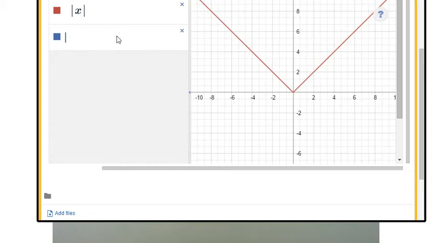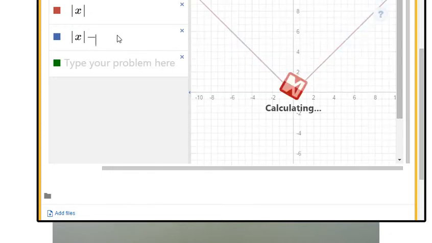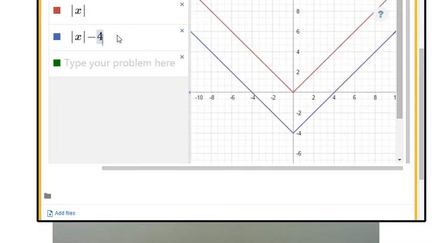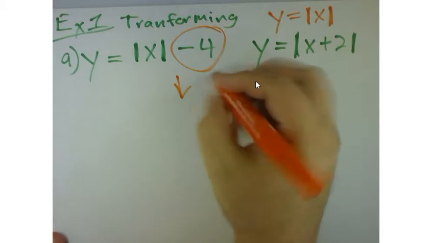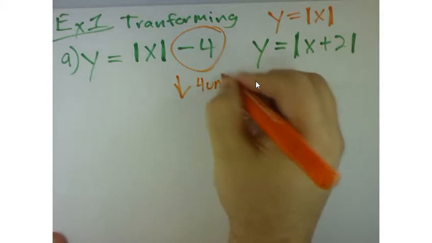Now I'm going to graph the absolute value of x, and then I'm going to subtract 4 from it. Notice that right now the blue line is right on top of the red line. So now when I say subtract 4, watch what it does. If you were to tell me in English, what did it do? What we've just discovered is that this negative 4 shifts it 4 units down.